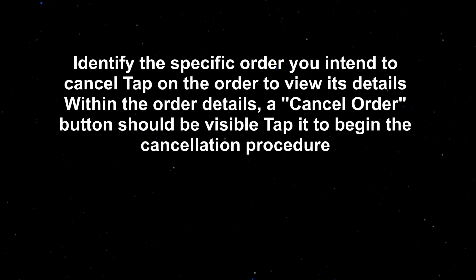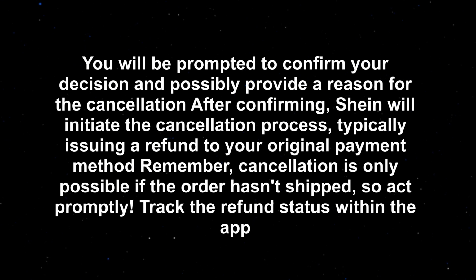Within the order details, a Cancel Order button should be visible. Tap it to begin the cancellation procedure. You will be prompted to confirm your decision and possibly provide a reason for the cancellation. After confirming, Shein will initiate the cancellation process, typically issuing a refund to your original payment method.